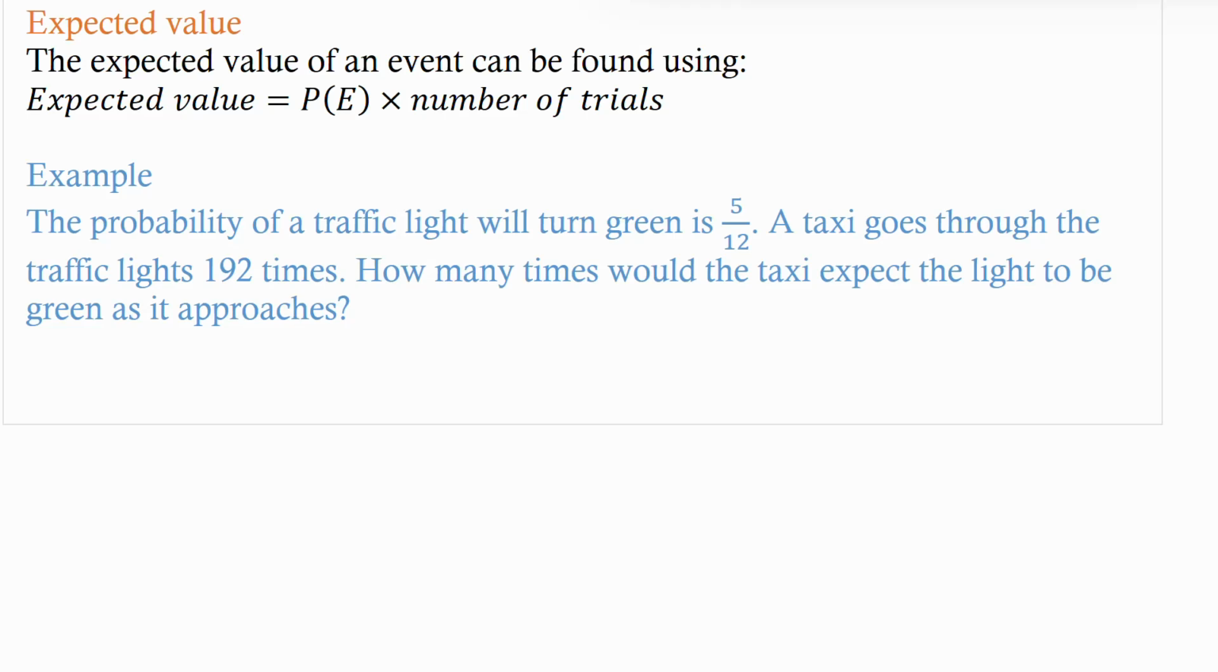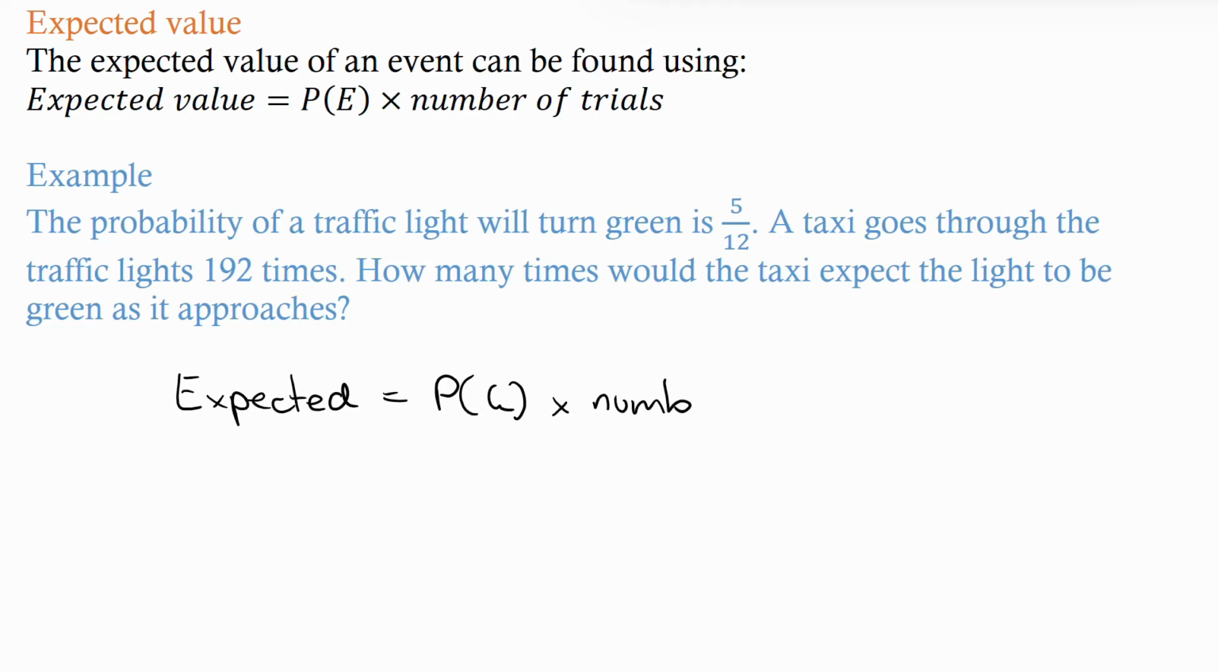So in our example here, the probability that a traffic light will turn green is 5 over 12. A taxi goes through the traffic light 192 times. How many times would the taxi expect the light to be green as it approaches? So this is where we come into our expected value. So expected equals the probability of green times the number of trials in this case. So our probability of green was 5 over 12. I'm going to times it by 192.